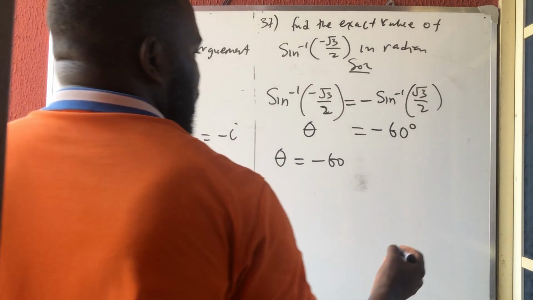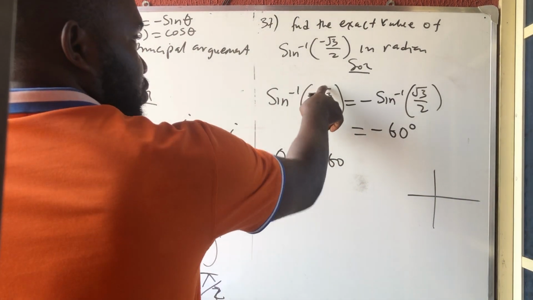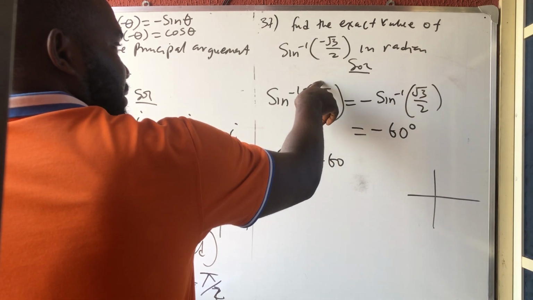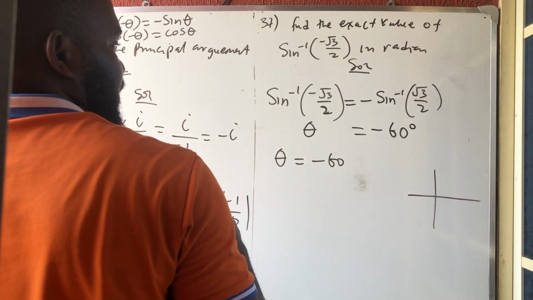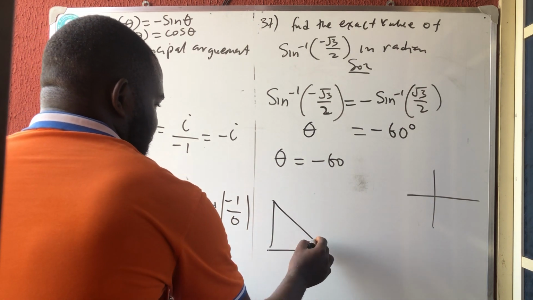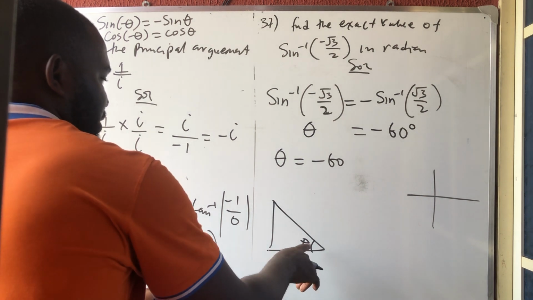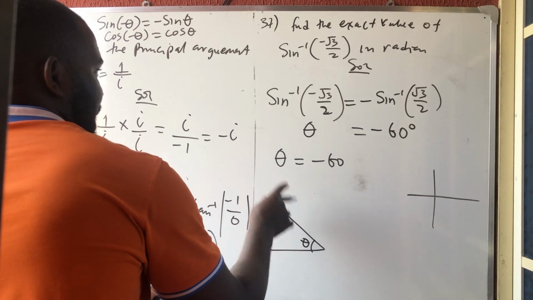Okay, in fact, let us draw it and know where it will fall. This is X over Y. Don't forget, X. Okay, let me check, so that I will not make a mistake. This is theta, and I'm having opposite over hypotenuse.